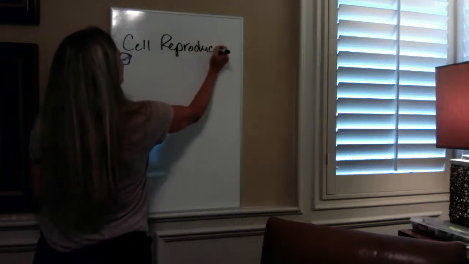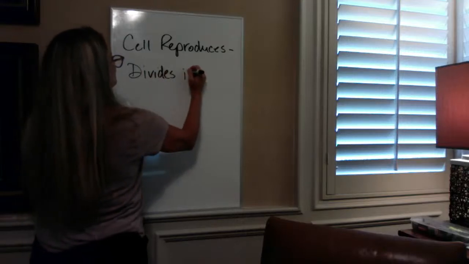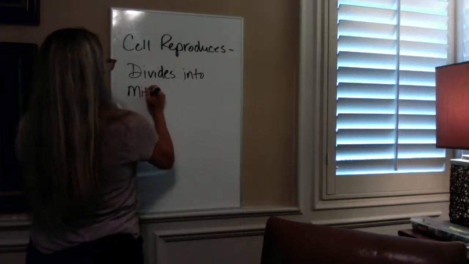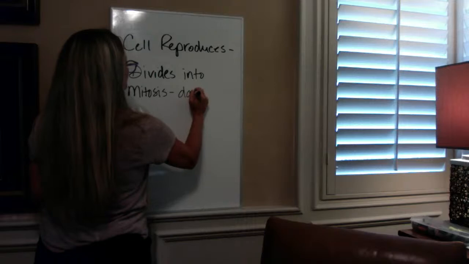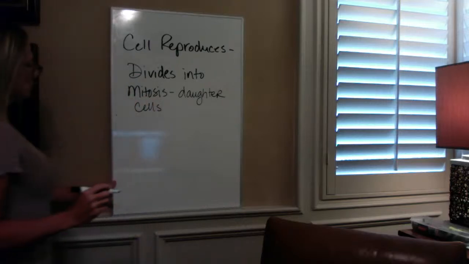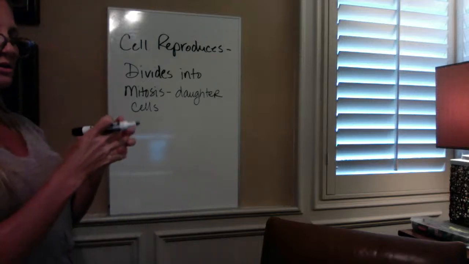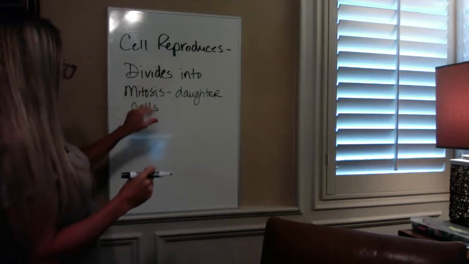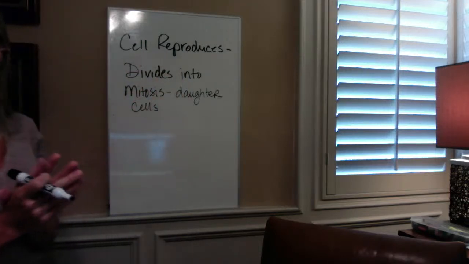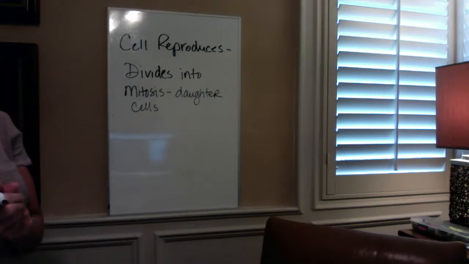Hopefully I didn't. So when the cell reproduces, it divides, and we talked about this before, into daughter cells. That division is called mitosis, and we talked about that in a previous chapter. When production is really good and those cells are healthy, they divide and become new cells, and they're constantly reproducing and they're healthy and wonderful. When toxins are in there, they're going to die.